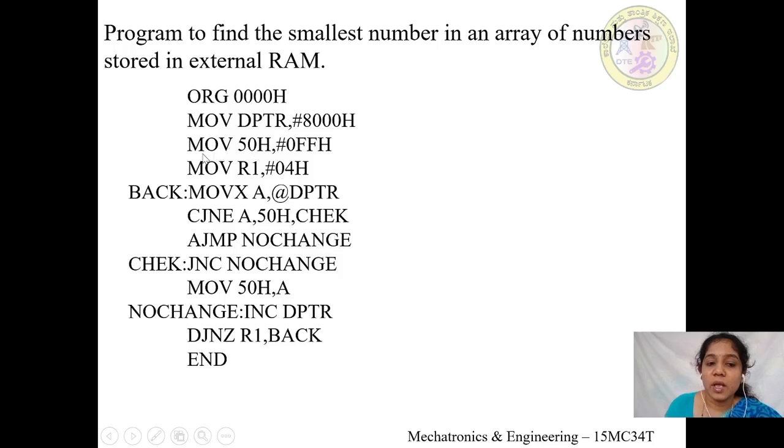Since we have to find the smallest number, I am planning to take the highest number, so I will set it initially with the larger number. What is the maximum large number? An 8 bit value, that is 1 byte value that can be given, that is FFH. So I have taken the maximum value at the location 50H initially.